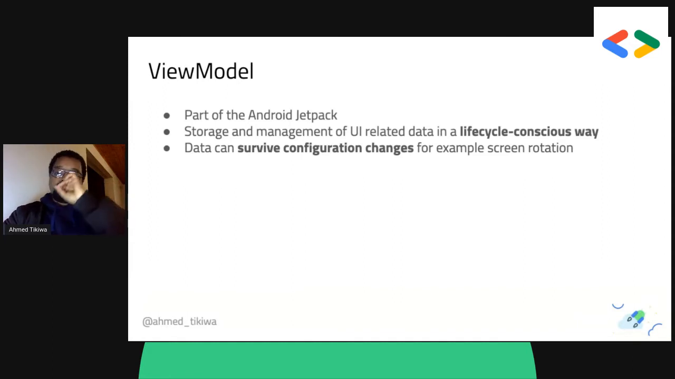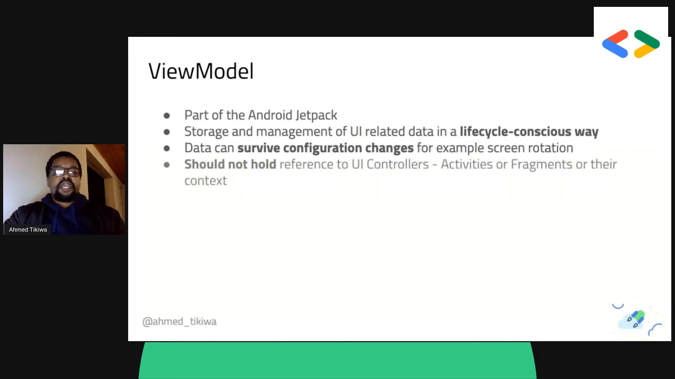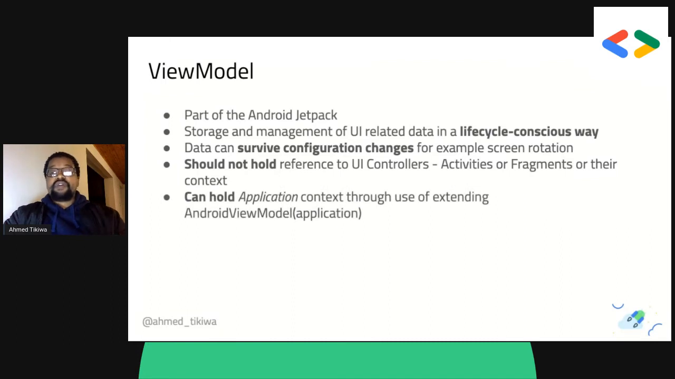For example, if you do a screen rotation, the data will survive this particular configuration change because the view model is aware of the life cycle. And I'll show you in the next slide how it can actually do that. And so you should not hold references to UI controllers, so basically activities or fragments or their context within the view model. You can, however, hold the application context.